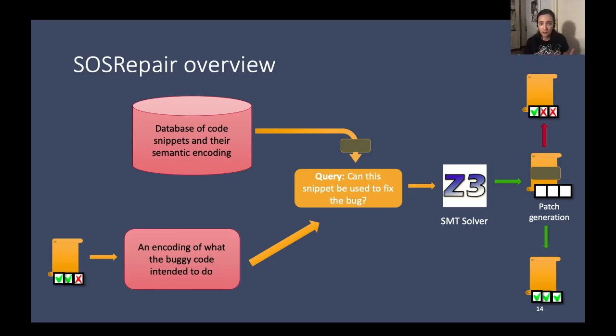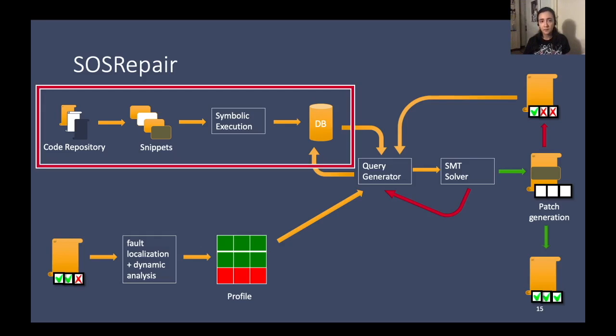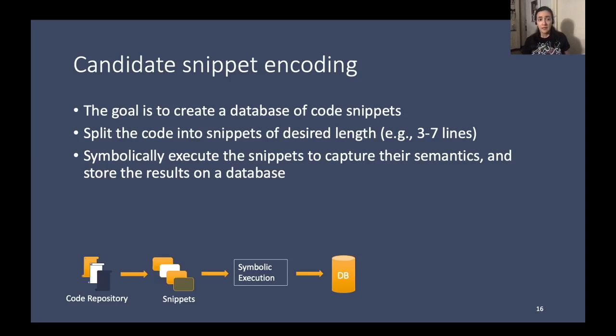So this is a very high-level description of how SOSRepair works, but in more detail, SOSRepair looks like this. I am going to walk you through these steps one by one. I will first start with the candidate snippet encoding. The goal of this step is to create a database of code snippets. For this purpose, we take a code repository, which can include code from the same code base as the program that we are trying to fix, and we split the code into snippets of desired length, let's say 3 to 7 lines of code.